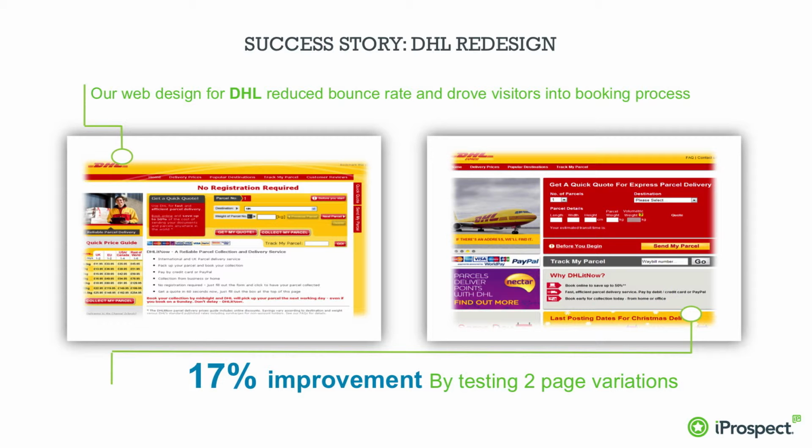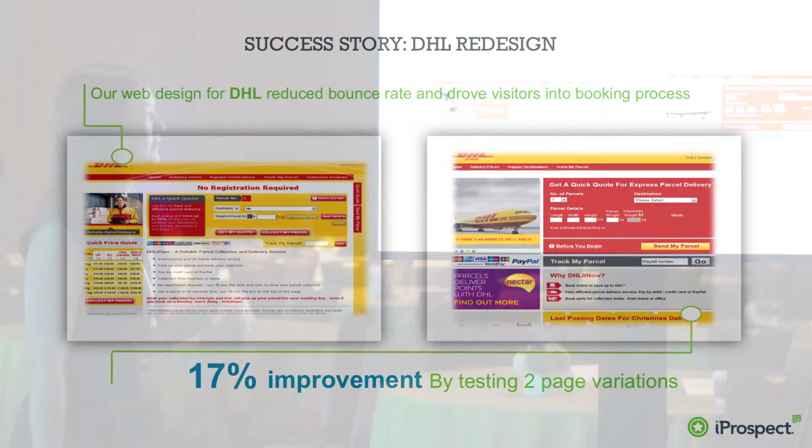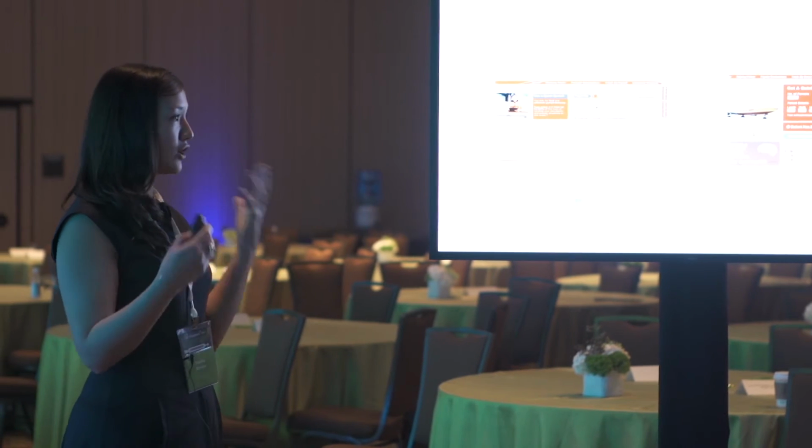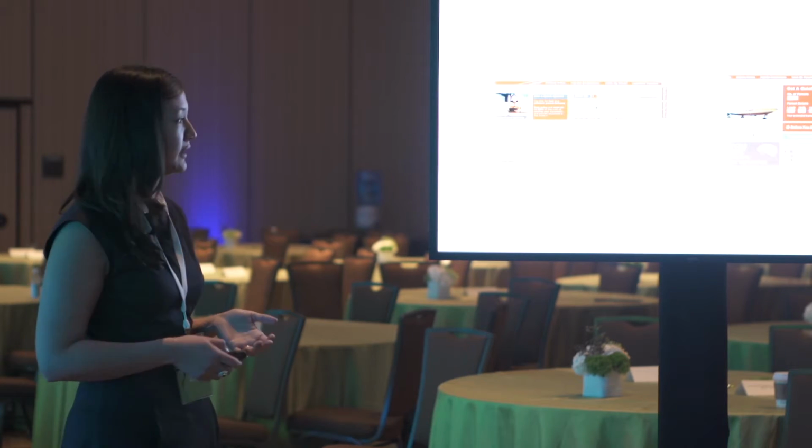So we decided to streamline this a little bit. We cleaned it up, put on a stronger call to action, used some better images, and what we found was there was a 17% improvement in user engagement with the second page. What's really important to note here is that this first version actually says no registration required. What does that mean? This one is actually very specific. Get a quick quote for express parcel delivery. So I know immediately what I'm there for.